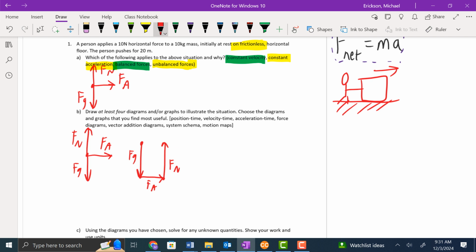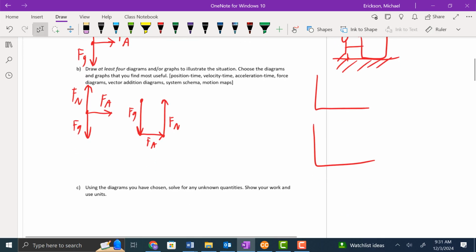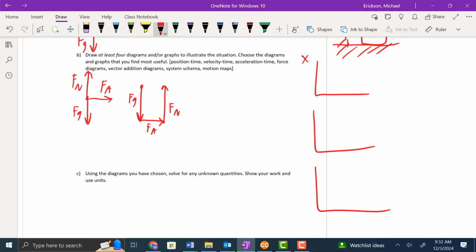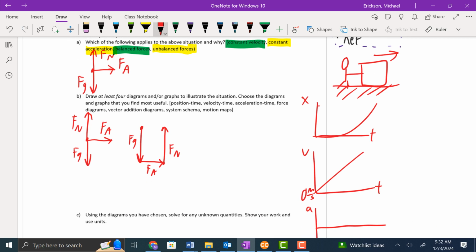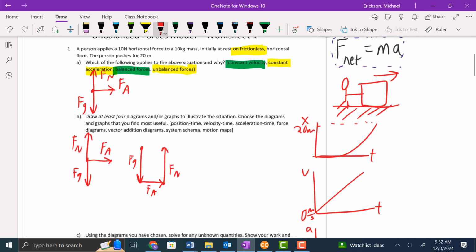We want some others. We have a bunch here. For time's sake, just so this video is not super long, I'm just going to draw my 3 kinematics graphs. So I have an object, it should be accelerating. If it's accelerating, that means its velocity is increasing and it is curving up like that. I know I'm starting at rest, and they give me some other information. We push for 20 meters. I don't know how long I'm pushing for.